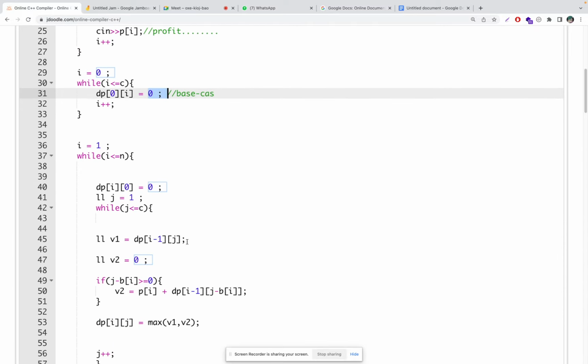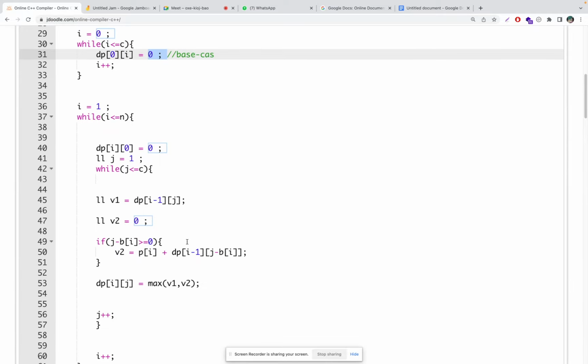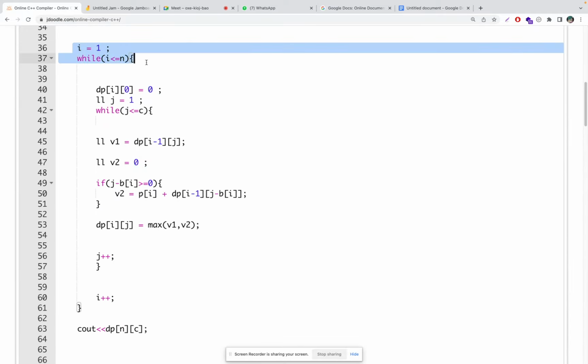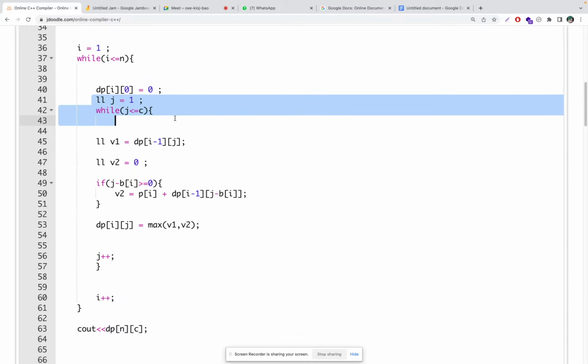So guys, now I'm running two for loops. How many for loops am I running? Two nested for loops. One is going from 1 to n, the other is going from 1 to capacity. Capacity, yes or no? Yes.